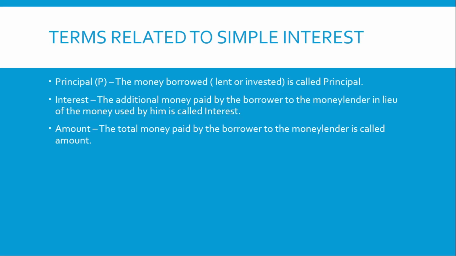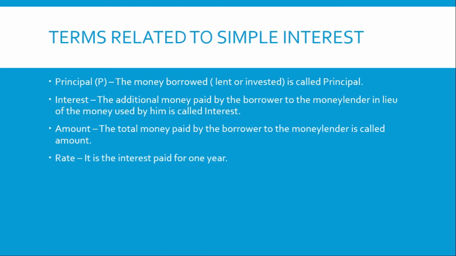Amount. The total money paid by the borrower to the money lender is called amount. That means if you borrow some money from a money lender and when you are repaying it, you are repaying some extra money. So the total of the money borrowed by you plus the extra money is called amount.